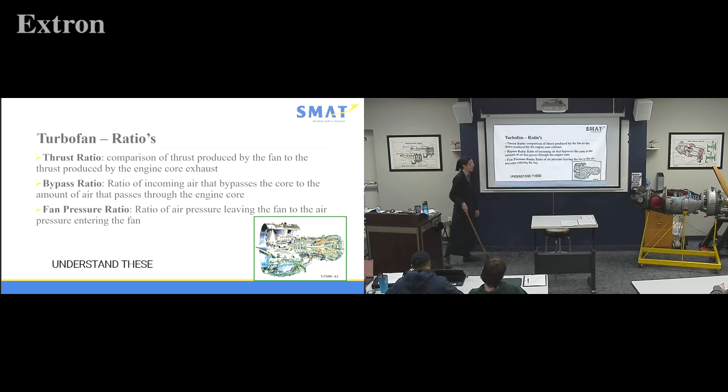Core exhaust. Bypass ratio is the ratio of incoming air that bypasses the core compared to the amount of air that goes through the core. And then fan pressure ratio, the ratio of air pressure leaving the fan compared to pressure entering the fan.